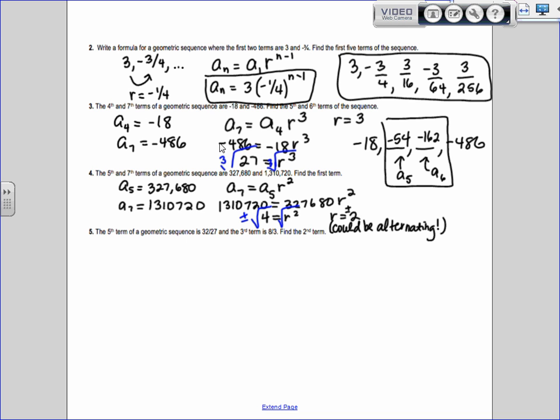Okay, so now I want to find the first term. So if I'm finding the first term, A1, I need to relate it to one of the two things I was given. So let's say A5 equals A sub 1 times R to the 4th. Okay, let's set it up like that. So A sub 5 is going to be 3, 2, 7, 6, 8, 0. A1 we don't know, and R is either plus or minus 2 to the 4th, because you're going from the first term to the 5th term. You could go from the first term to the 7th term, but then it'd be R to the 6th, right? Okay, yeah, you with me?